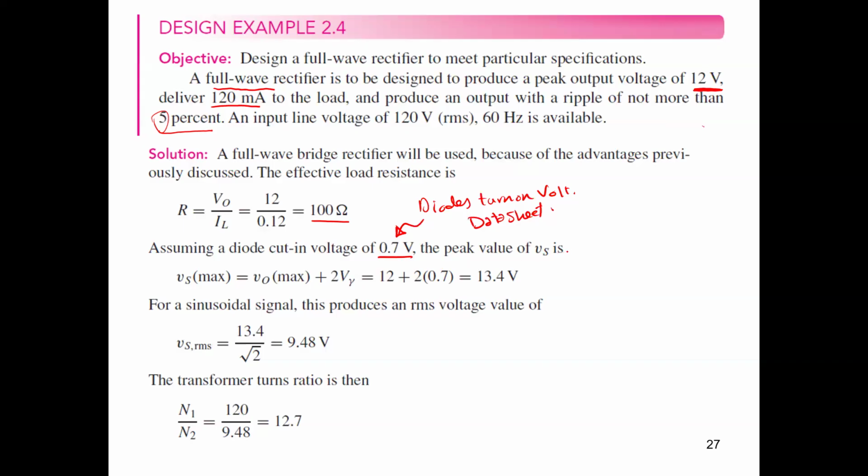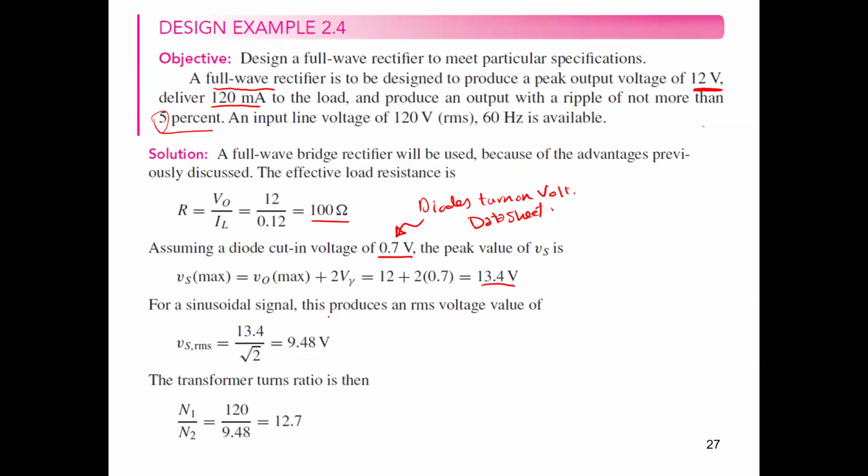The peak value of the volt Vs in this case, guys, will be for sure V out maximum, 12, plus 2 times V gamma. This is according to our discussion about the full wave rectifier before. We said that you have 2 diodes connected in series. So this means 2 V gamma plus V output maximum will provide you with a supply voltage maximum. So Vs maximum is 13.4 volt now. So this is the maximum supply volt you need.